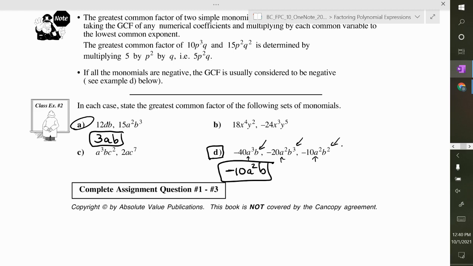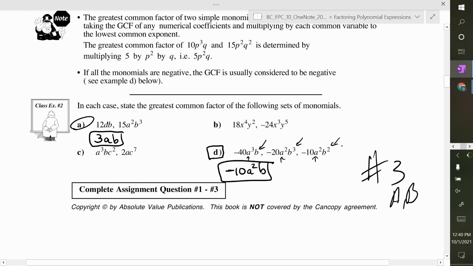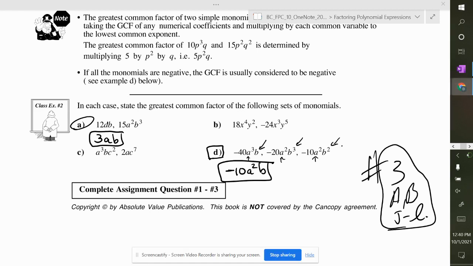All right. The only question I want you to do is number 3, please. And I want you to do A, B, and then J to L. But you can always do all of them if you really want to. A, B, J to L. And then we'll start doing something else with this.